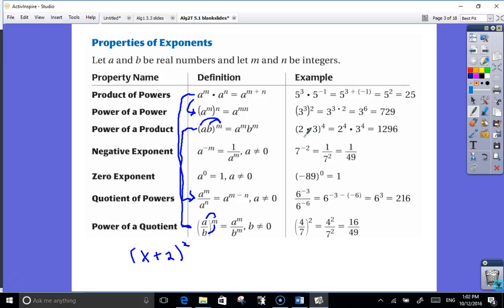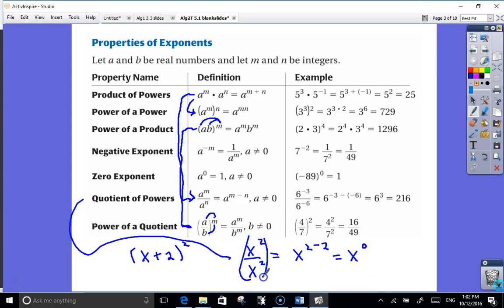Which kind of makes sense, because even if you look at the quotient of powers property, the subtract one, I mean, what if I have x squared over x squared? Well, by the quotient of powers, I should subtract, right? X to the 2 minus 2, which is x to the 0. But anything divided by itself is 1. That's why x to the 0 equals 1.